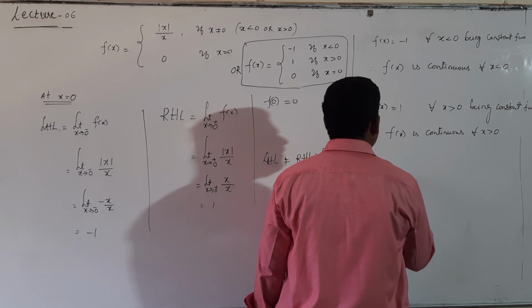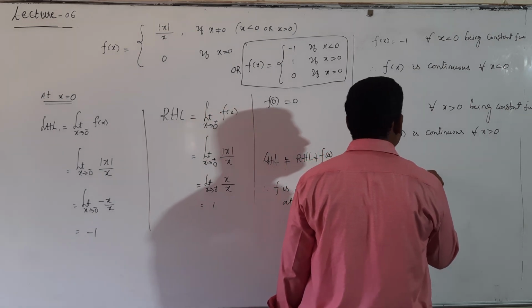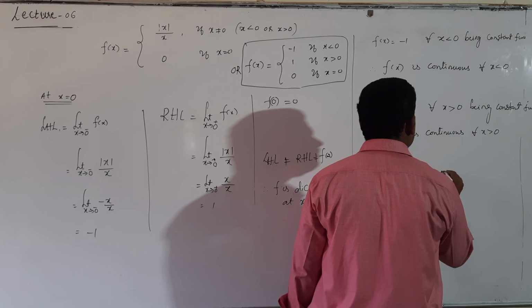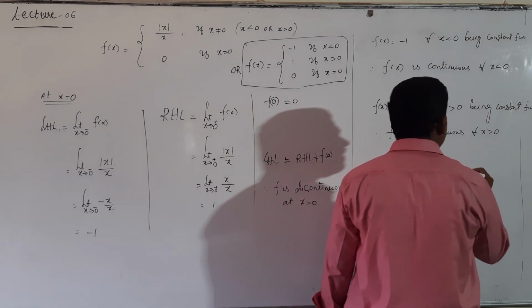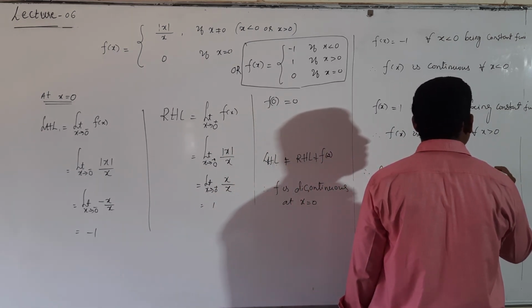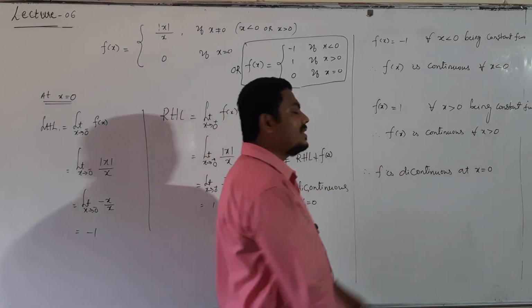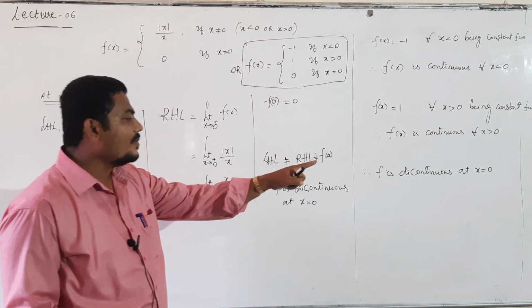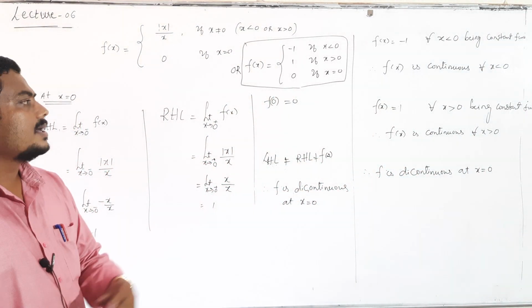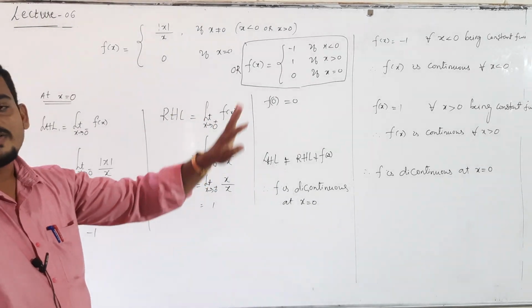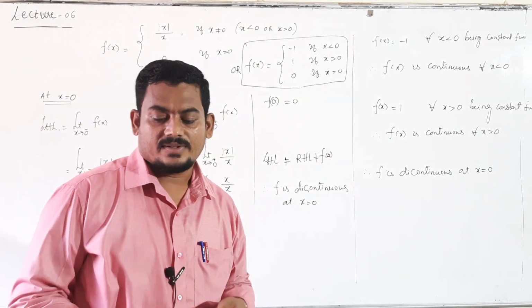Therefore, f is discontinuous at x equal to 0. At all other points it is continuous. Only point of discontinuity is at 0. For remaining points it is continuous. Less than 0, more than 0, it is continuous.